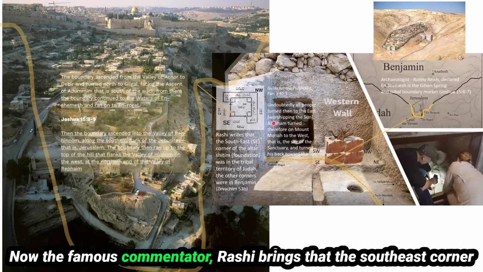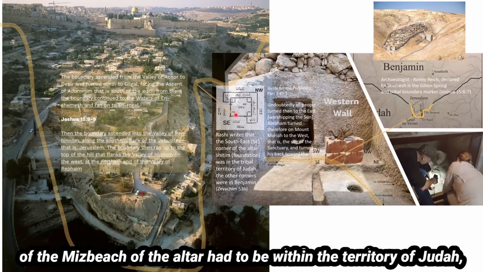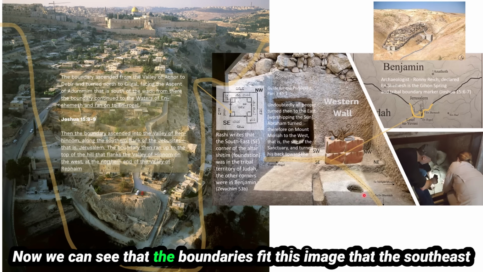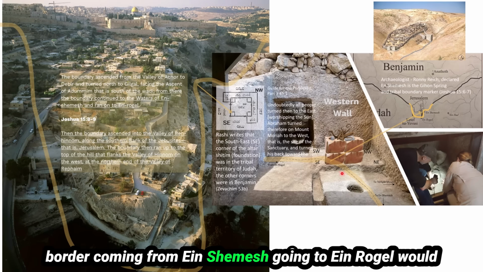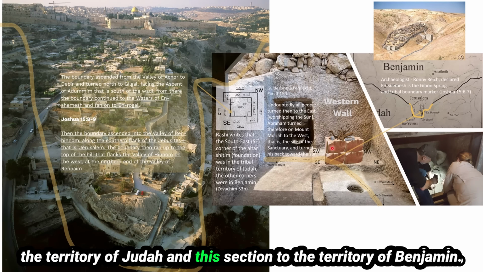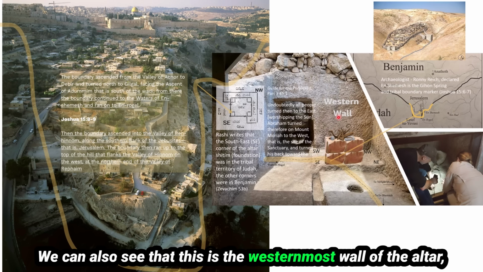Now, the famous commentator Rashi brings that the southeast corner of the Mizbeach, of the altar, had to be within the territory of Judah, and the other three corners had to be in the territory of Benjamin. Now we can see that the boundaries fit this image, that the southeast border coming from Ein Shemesh going to Ein Rogel would capture the southeast corner of the altar, leaving this section to the territory of Judah and this section to the territory of Benjamin. We can also see that this is the westernmost wall of the altar.